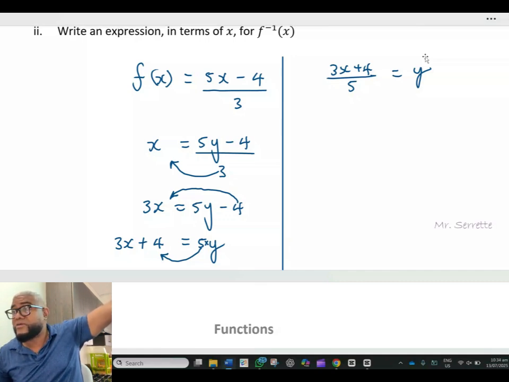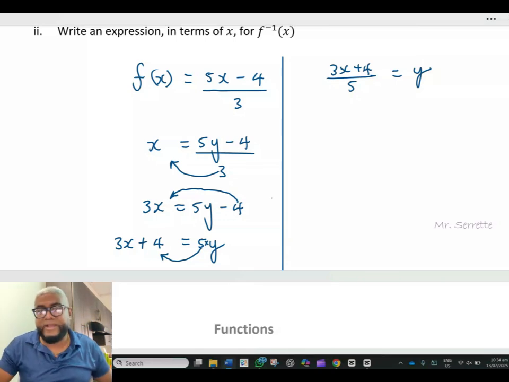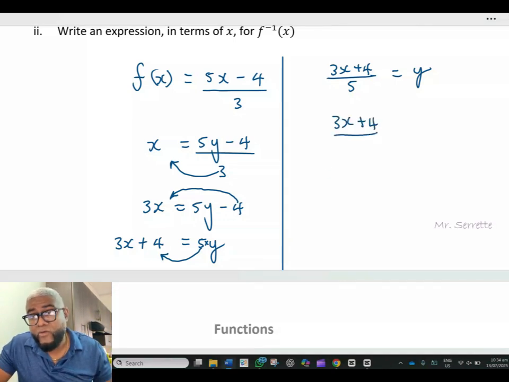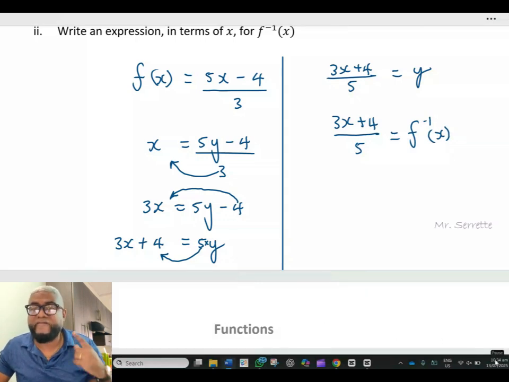You see how it's on one side of the equal sign by itself? It doesn't matter if it's on the left. It doesn't matter if it's on the right. It does have to be on one side by itself. What's the last step here, my children? f negative 1 of x, which is the inverse, right? So I'm going to put back the 3x plus 4 over 5 is equal to f negative 1 of x. I successfully found the inverse of my function.